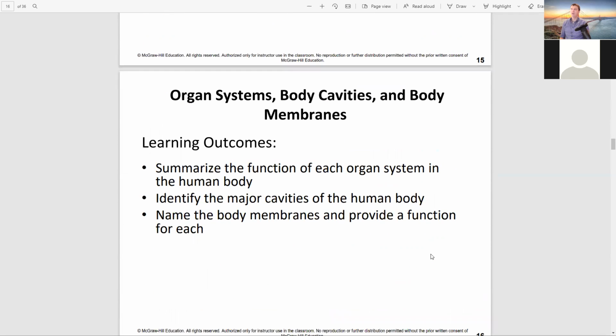Okay, moving on to organ systems, body cavities, and body membranes. So the learning outcomes here are to summarize the function of each organ system in the human body, identify the major cavities of the human body, and name the body membranes and provide a function for each.